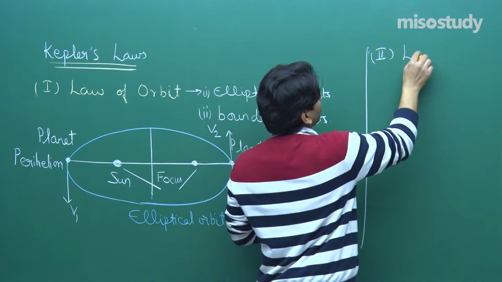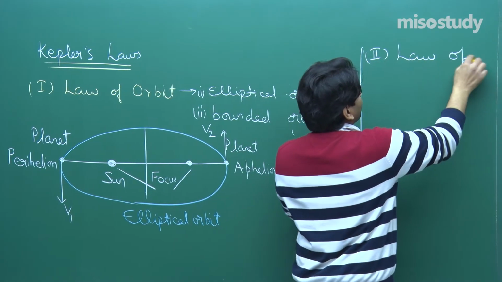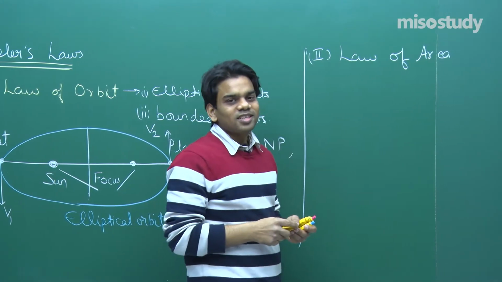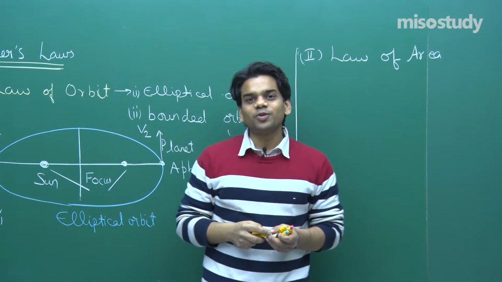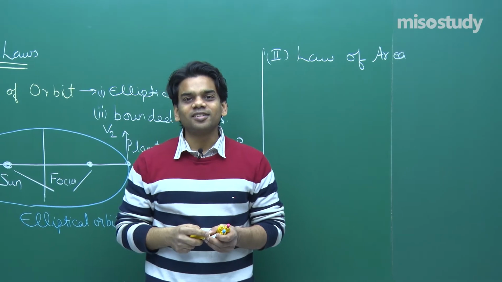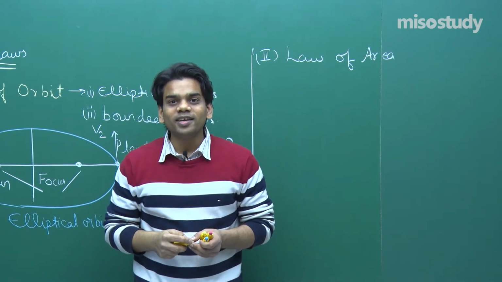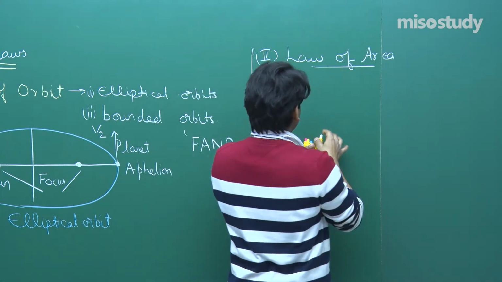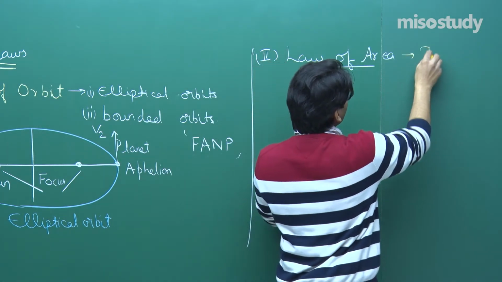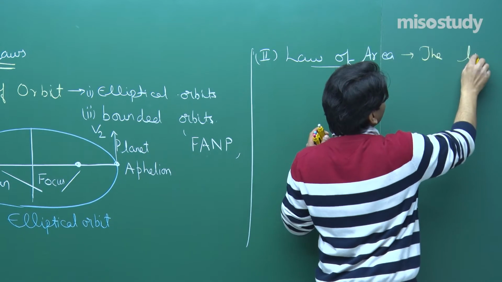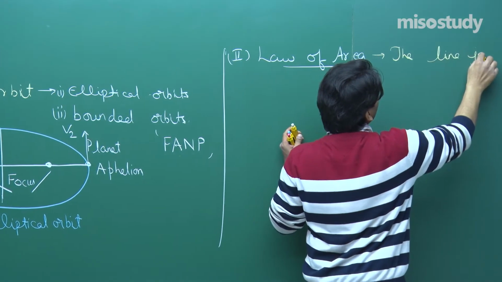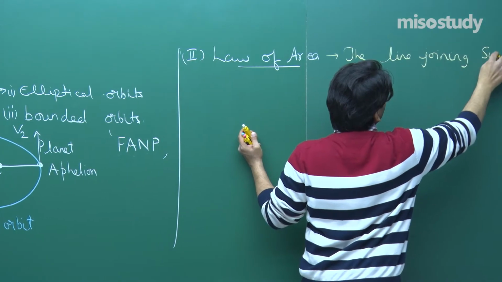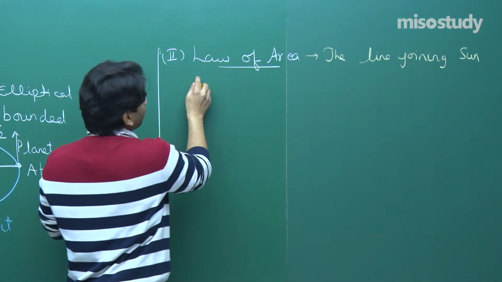Second law, law of area. Very simple law it is, law of area. Now this law says that the line joining the planet and the sun sweeps equal area in equal interval of time. I am writing here the law: the line joining sun and planet sweeps equal area in equal interval of time.